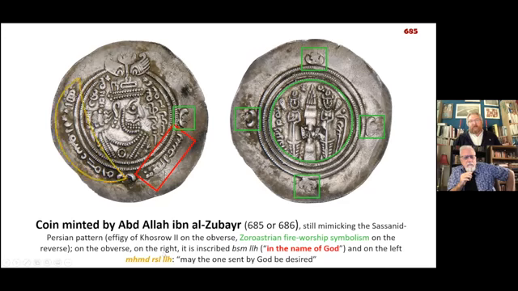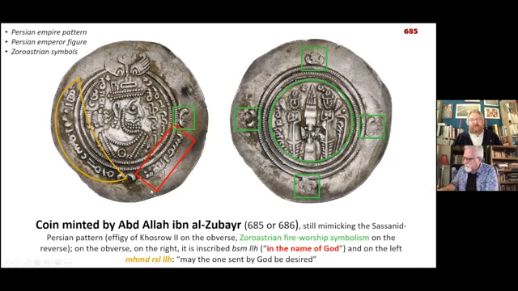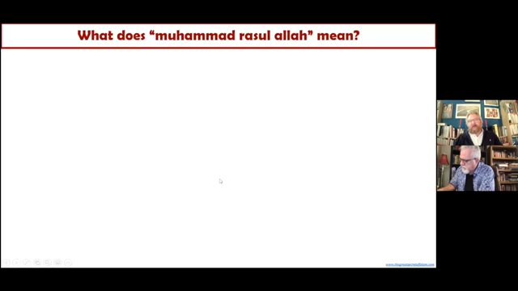We have the phrase Muhammad Rasulullah. It's written here in orange, and you can see it here. Muhammad Rasulullah. What does it mean exactly? What does it mean when we find this on this type of coin, a Persian Empire pattern coin with the Persian Empire figure, with Zoroastrian symbols? Is the Muhammad here the Muhammad of Islam? I don't think so. I think we have to look into this phrase, Muhammad Rasulullah, and try to understand what it could have meant at the end of the 7th century.